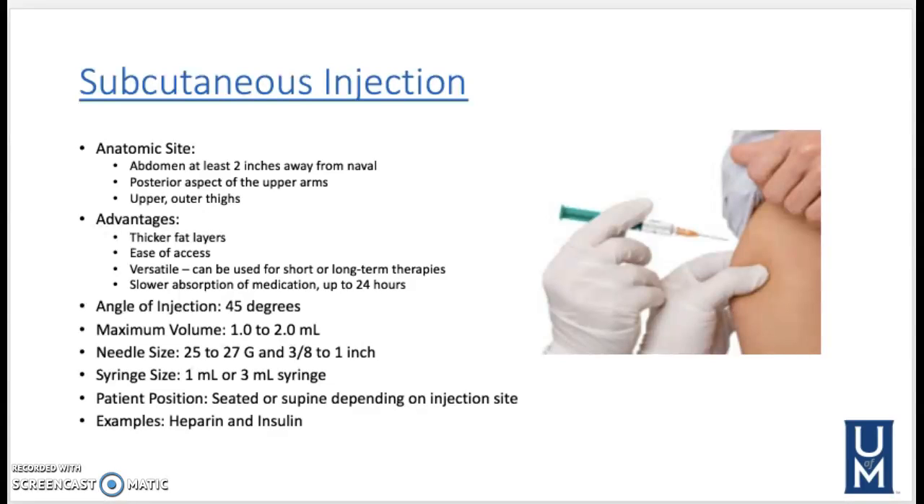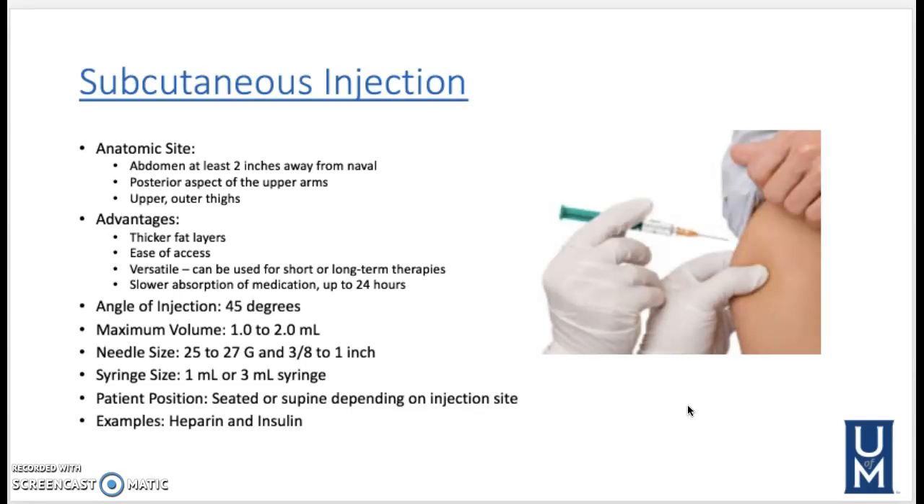All right, subcutaneous injections. Subcutaneous injections are given into the subcutaneous tissue. Here, the different sites we can use: the abdomen, which is any area that's 2 inches away from the navel; the posterior aspect of the upper arms. We can see here in this picture they are using that back side of the upper arm. Or you can also use the upper outer area of the thighs.